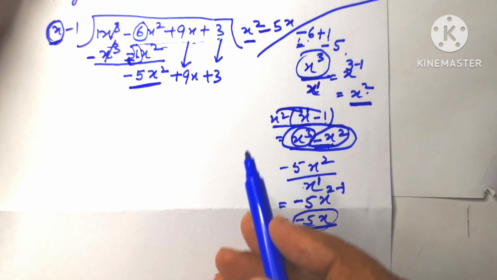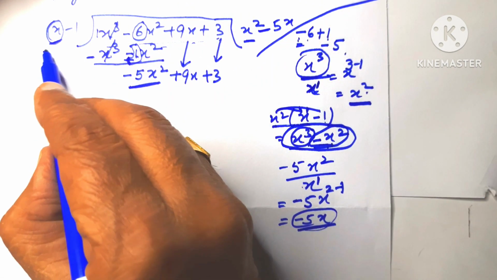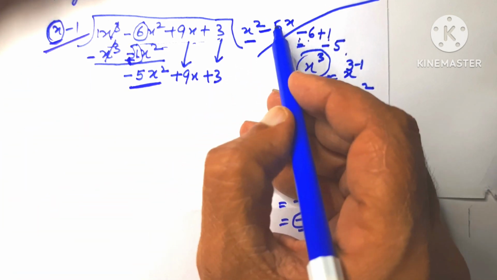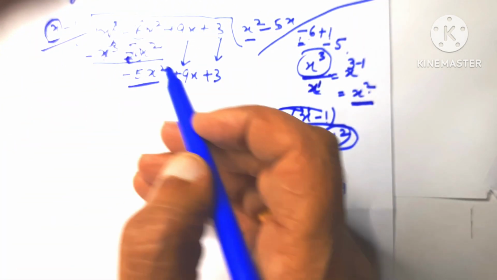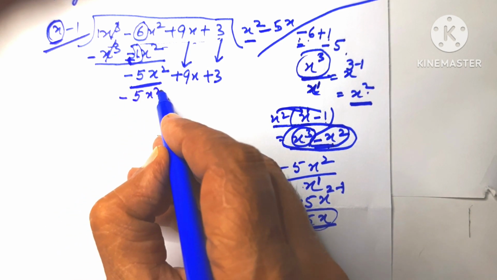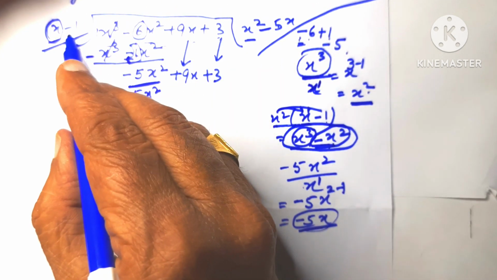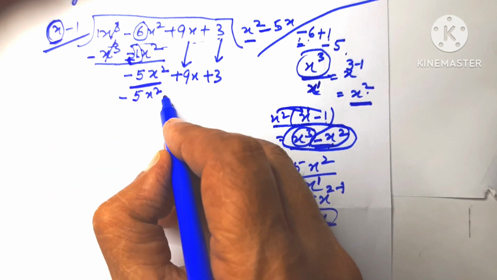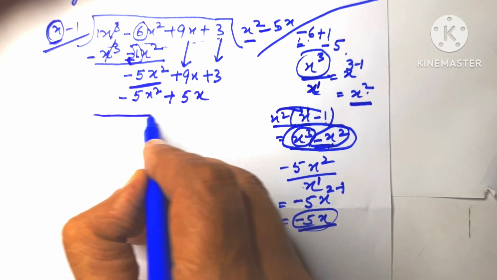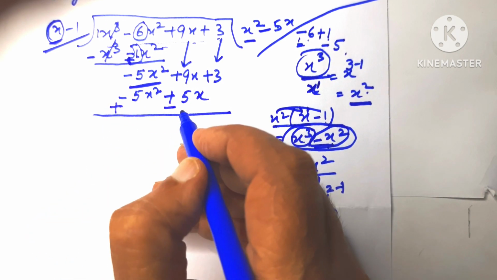Okay. Now this minus 5x will multiply with the divisor. When minus 5x is multiplied with x, it becomes minus 5x square. It will become the same. Now minus 5x with minus 1, minus multiplied by minus becomes plus 5x. Change the sign, this becomes plus, this is plus, it will be minus.